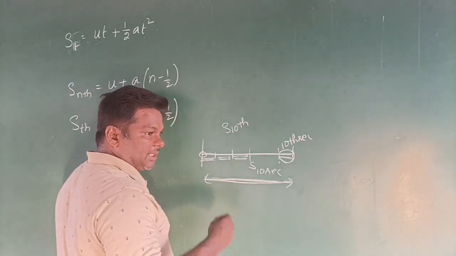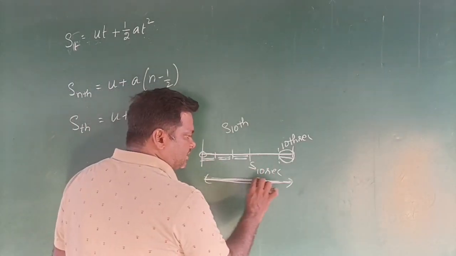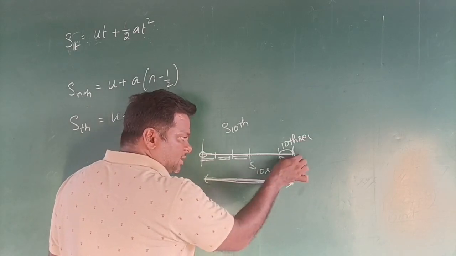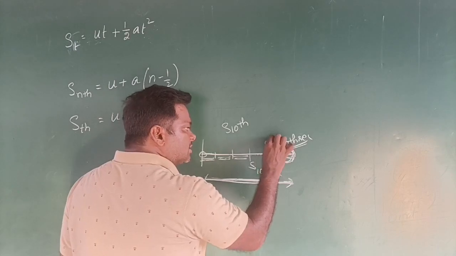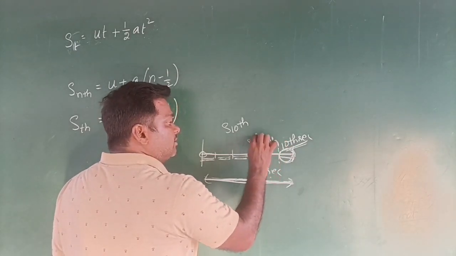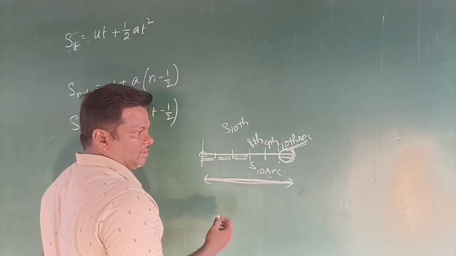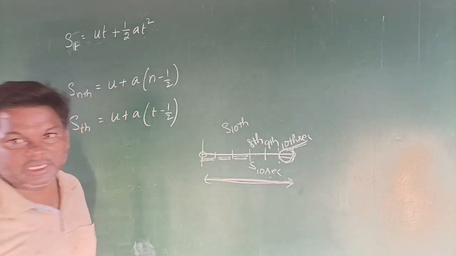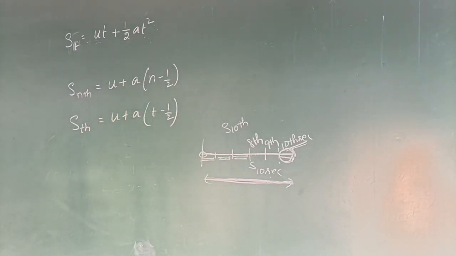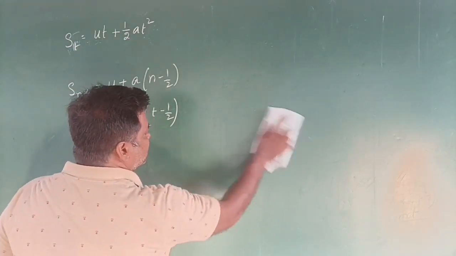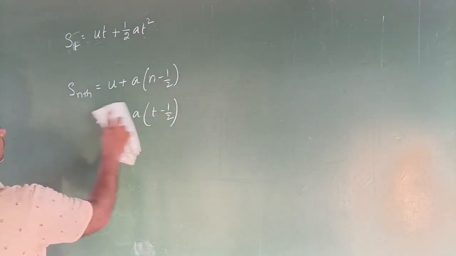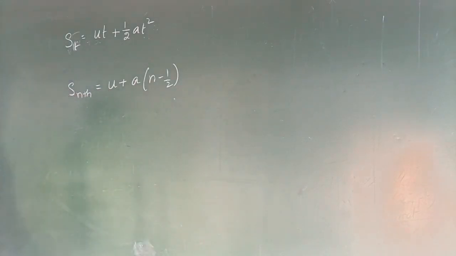A moving object covers this whole distance in 10 seconds and this much distance in the 10th second. The previous one is the 9th second. The previous one is the 8th second. So here is the big difference between n seconds and the nth second. Okay. Based on this, he has given a problem.